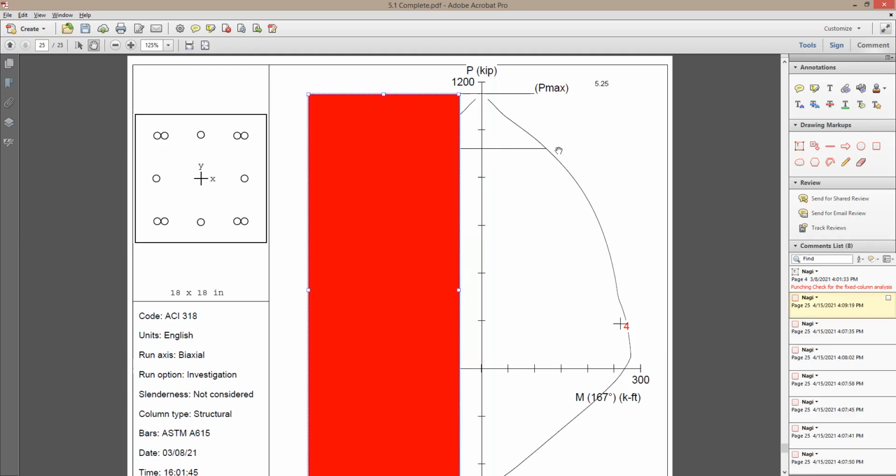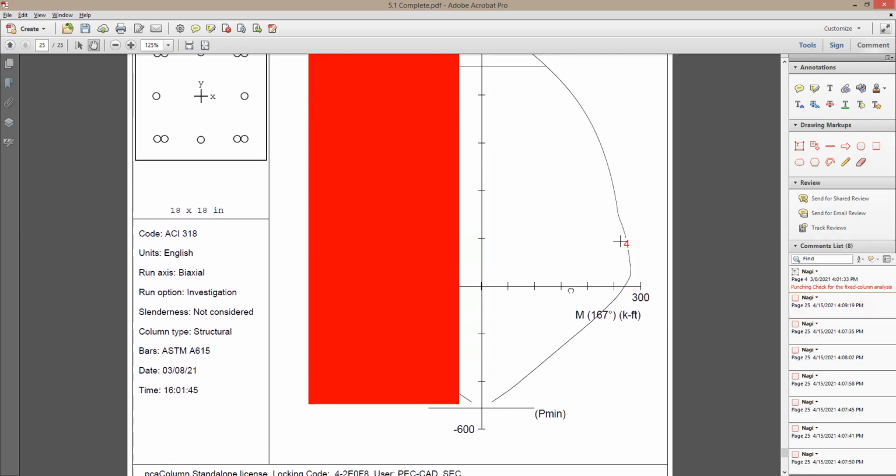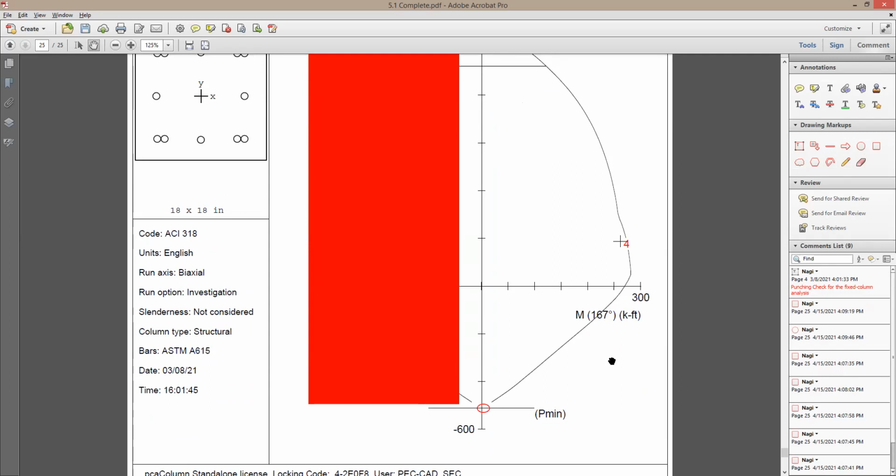And this is going to be the point whenever you have moment and no axial load, and this is going to be the tensile strength. This is going to be right here at this intersection. So again, this point here represents a section that works as a beam. And the balance point is going to be right here. You guys recall the definition of balance point? Can someone remind me, please?